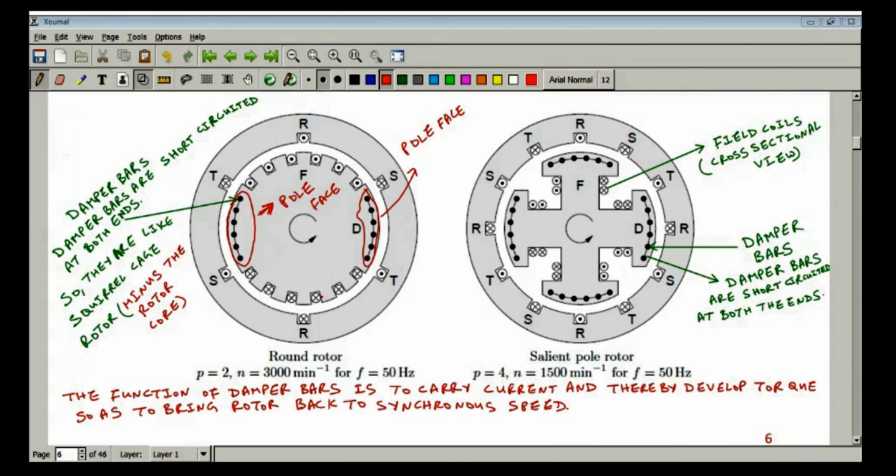So the function of the damper bars is to carry current and thereby develop torque so as to bring the rotor back to synchronous speed.